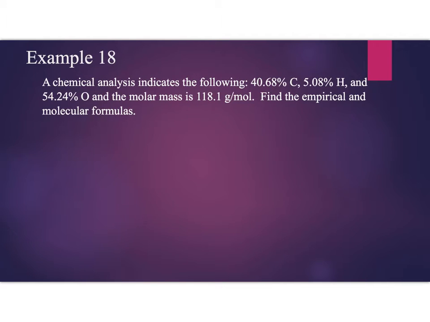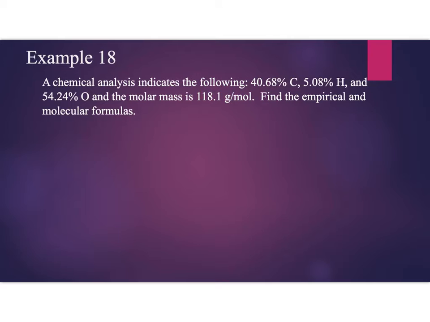When we look at example 18, it says a chemical analysis indicates the following. We have 40.68% carbon, 5.08% hydrogen, and 54.24% oxygen. We're told that the molar mass is 118.1 grams per mole. We do need to keep this as a note because we'll use it later on. We need to find the empirical and the molecular formulas. Typically, when you have to find the molecular formula, you need to find the empirical formula first. So we're going to use this as a quick review, and then we'll go on to finding the molecular formula.